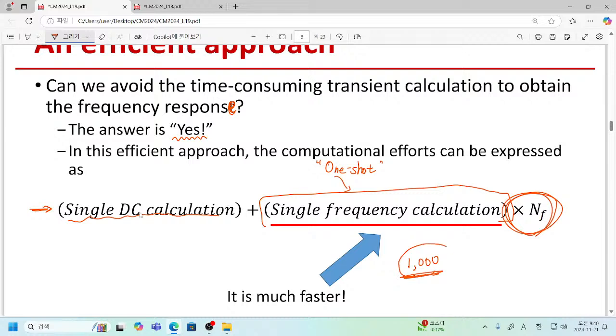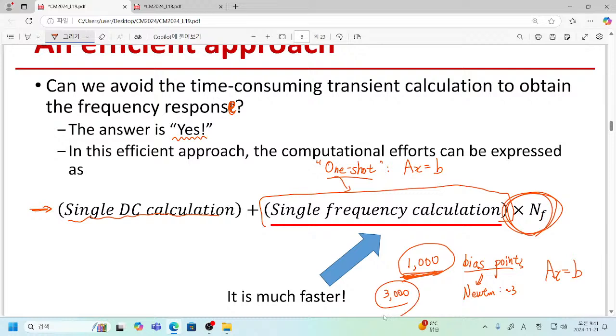One shot means that when we say 1000 solution procedures, what does it mean? It means that we have to solve 1000 bias points, and each bias needs multiple Newton iterations. So if we consider the total number of matrix solutions AX equal to B, that will be more than this number. However, this one-shot solution means that we just solve this AX equal to B system only once. Let's say that for each bias point, on average we need 3 Newton iterations. Then we need 3000 solutions to get one frequency response.